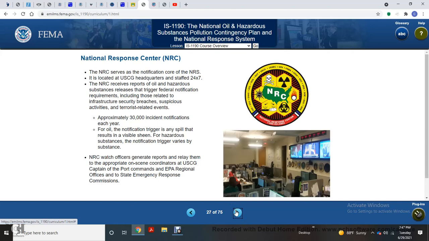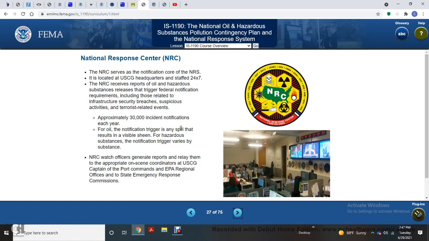Our National Response Center. The National Response Center, the notification core of the National Response System, is located at U.S. Coast Guard headquarters and staffed 24/7. The National Response Center receives reports of oil and hazardous substance releases and triggers federal notification requirements, including relaying reports of infrastructure security breaches, suspicious activities, and terrorist-related events. It receives approximately 30,000 incident notifications each year.